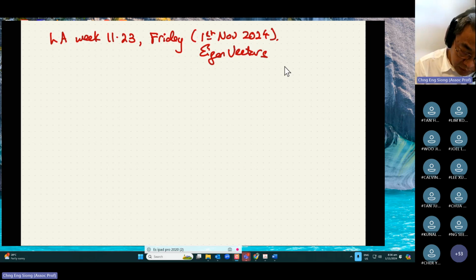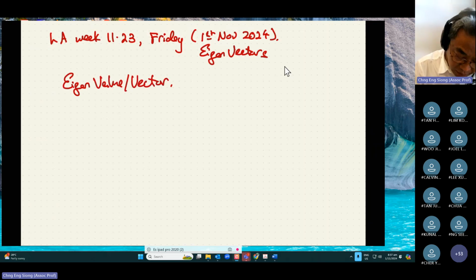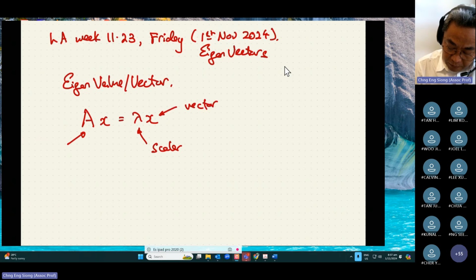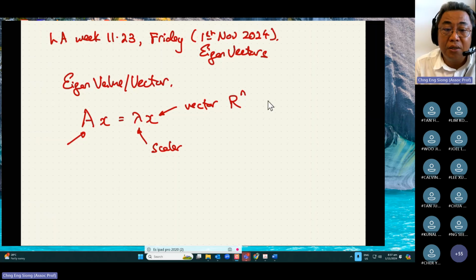So the first idea of eigenvalue and vector is I have A x equals lambda x. Okay, I'm going to try the simple one first, all right? Later on, you realize that the scalar can even be complex. The x can be complex. But let's just do the simple thing first.